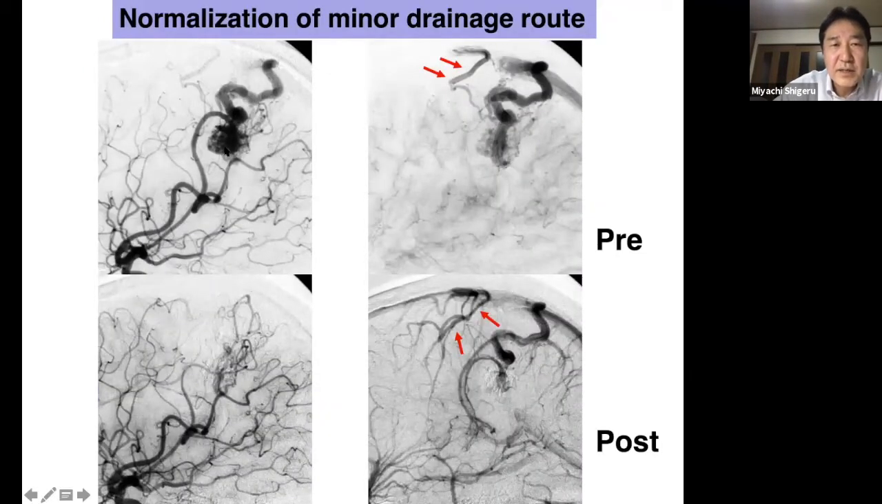This is a case of normalization of the drainage route. You see the parietal AVM here, and this is the main drainer, and another sub-main drainer is here. That is a second drainer. After the embolization, you see that this drainer is now used as a normal drainage from the cortical vein. So that is a normalized drainer. It is a good sign, and maybe we can expect a high rate of complete occlusion after radiosurgery.